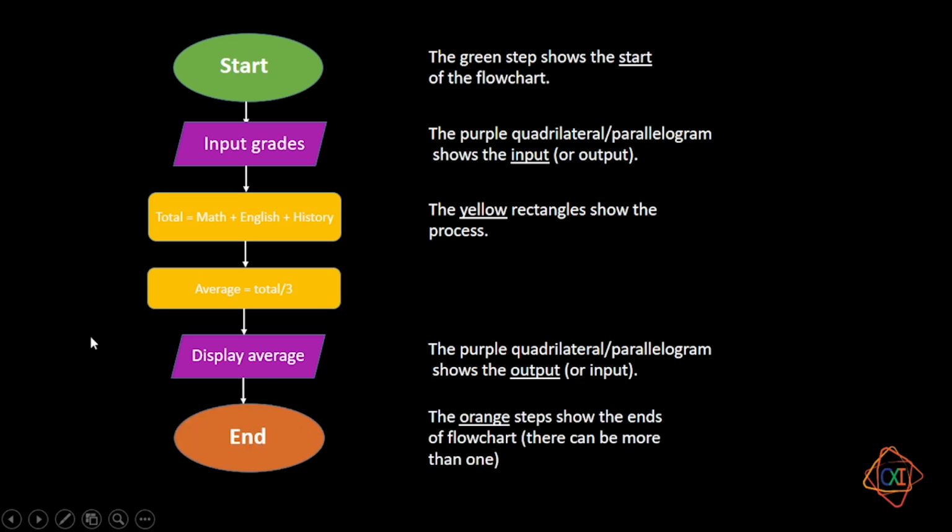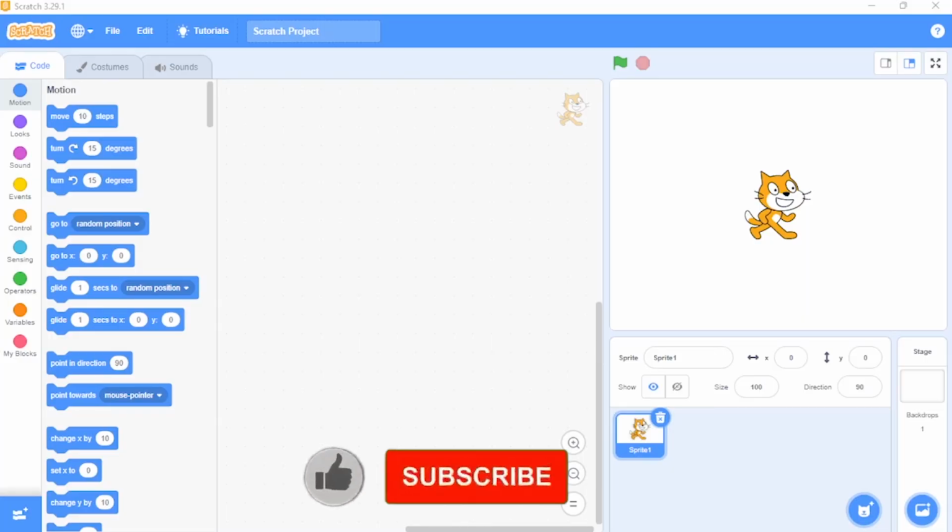So what's really happening here? Let me sum it up. When we press the green flag, this is where the code will execute. We start by inputting the grades, then the code will sum up all the marks, then it will divide the marks by 3, which will be the average, then it will display the average, then the code will end. All right, now let's scratch it and have some fun.